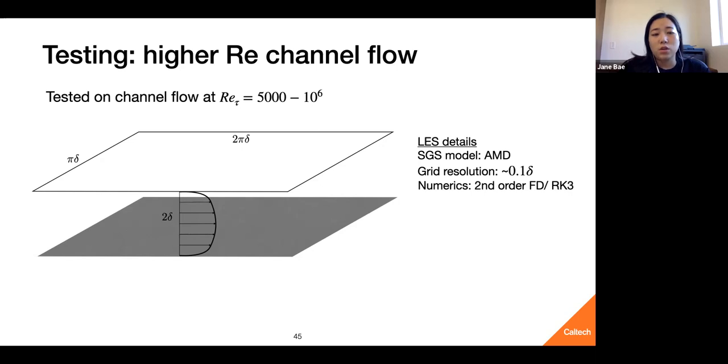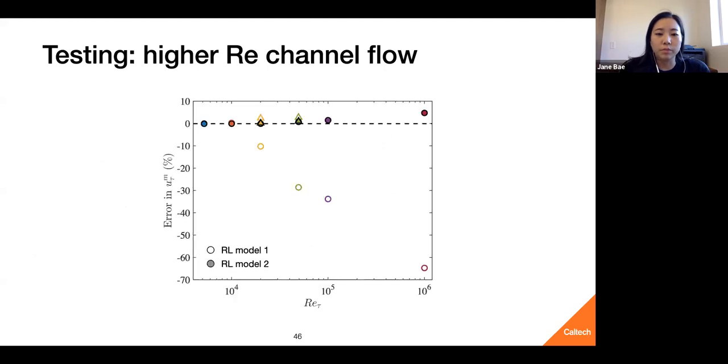And now we're testing on channel flows of Reynolds number from 5,000 all the way to 1 million. So a pretty high Reynolds number. Same LES detail. So we're using the same subgrid scale model, same grid resolution, same numerics. And the details of the reinforcement learning are the same. So we are still putting one agent per grid point along the wall parallel direction. And it's taking the policy that we've trained from our training process.